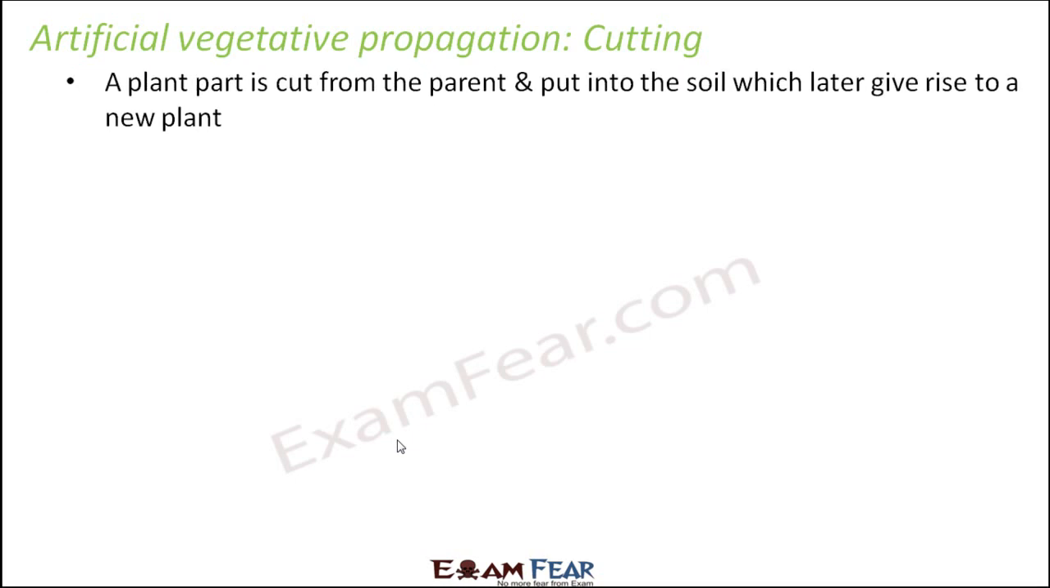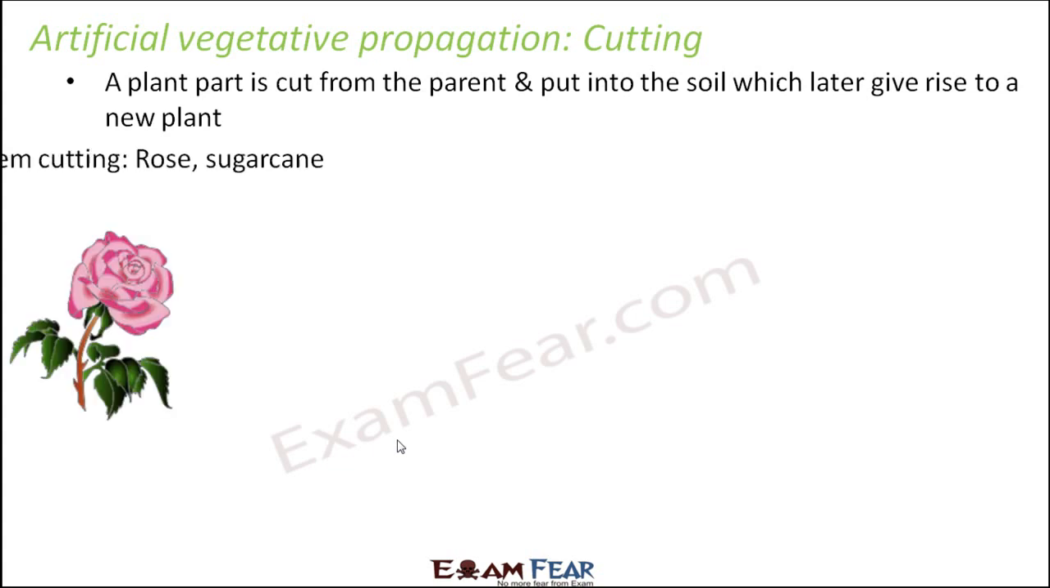What happens here is a plant part is cut from the parent and then put into the soil, which later gives rise to a new plant. This is a very common technique which is not only done by gardeners and farmers, but even we do it in our small gardens, right? Let us suppose you have one plant, you want another plant of a similar kind. So what you do, you just cut a part of the plant and then plant it into the soil in a separate place. So another plant is formed.